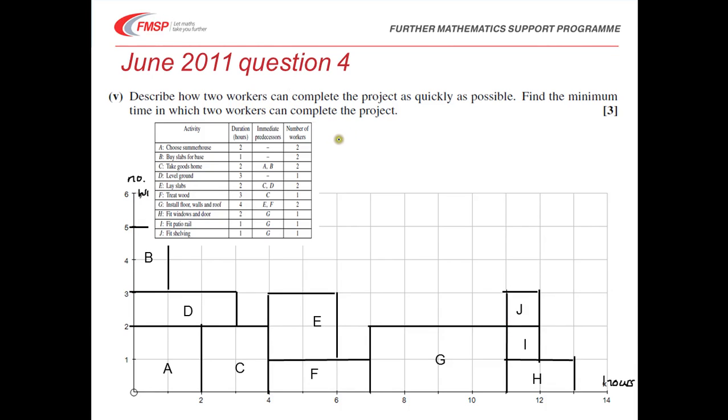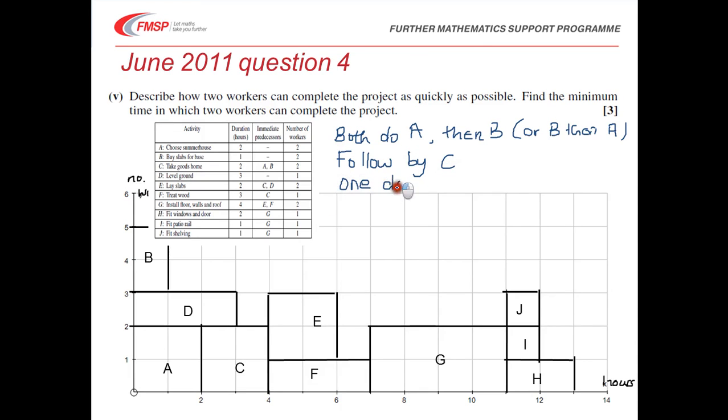So let's just go back to the beginning. So they could both do A, then B. Or B then A. I mean, it wouldn't matter, would it? Then you would follow it by C. So we've got A, B and C, and then one can do D. And one does F. So just notice we've delayed it by an hour here, and then C is going to be a couple of hours later, but D and F are going on concurrently, so that's okay.